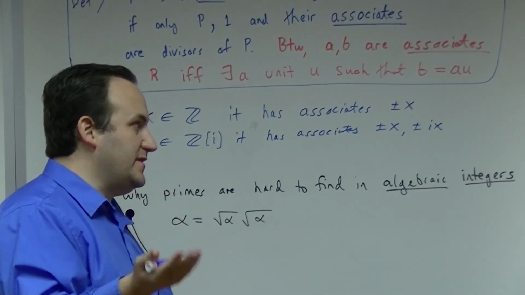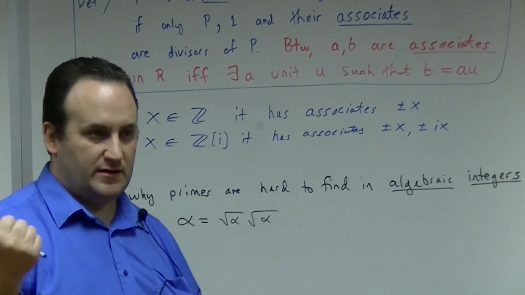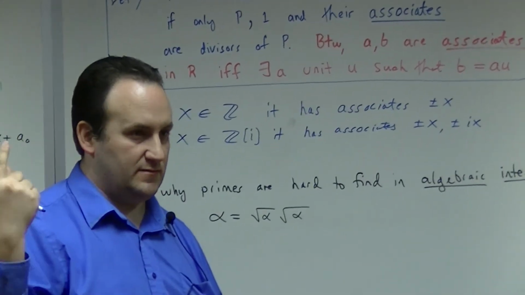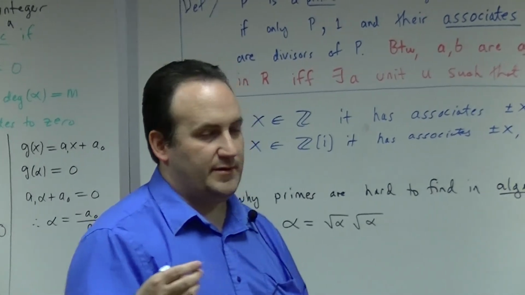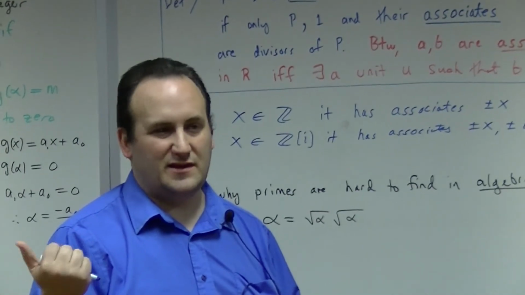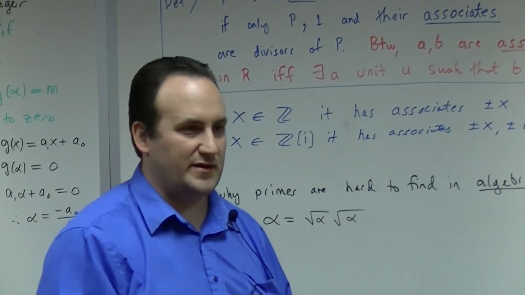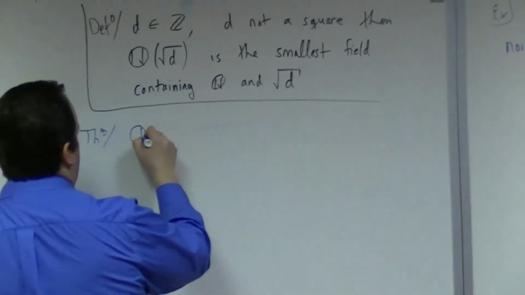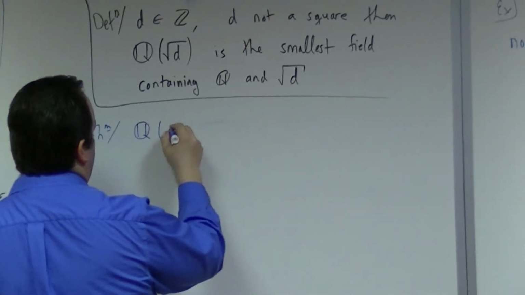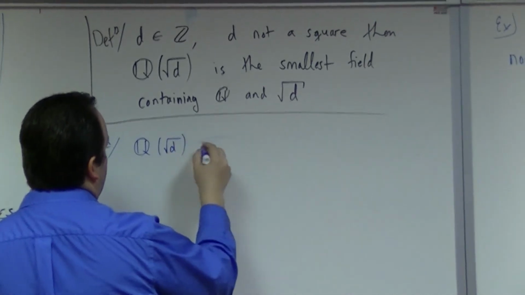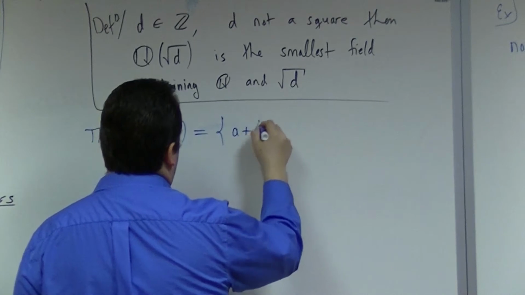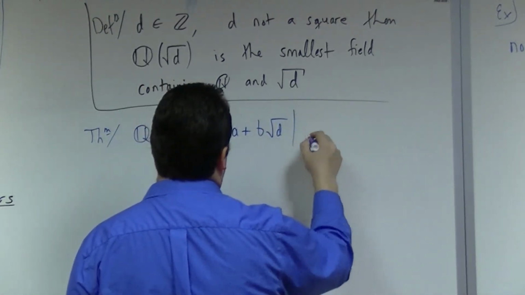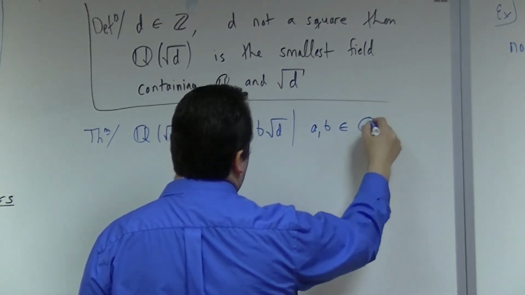To say it's a field just means it's closed under addition, multiplication, subtraction, and division. And to be clear, we do need the number 0 and the number 1 in there. So here's the theorem. It's simply this: Q adjoining the square root of D is equal to the set of A plus B times the square root of D, such that A and B are rational numbers.